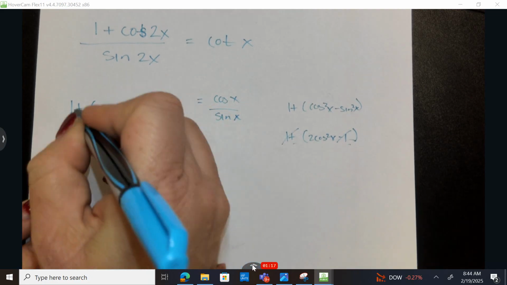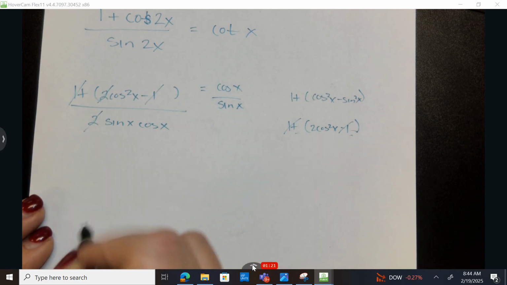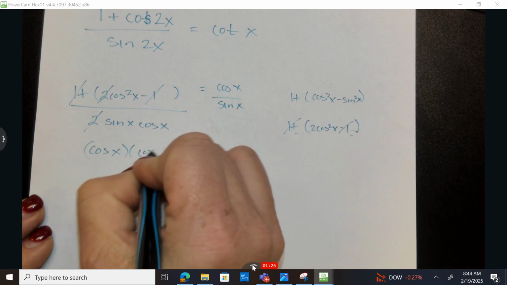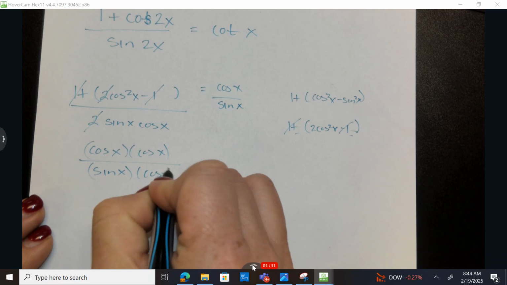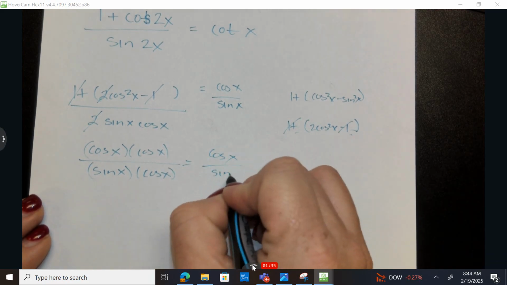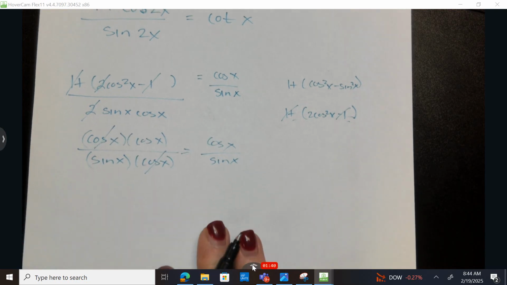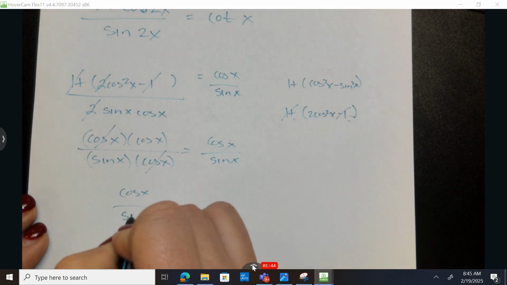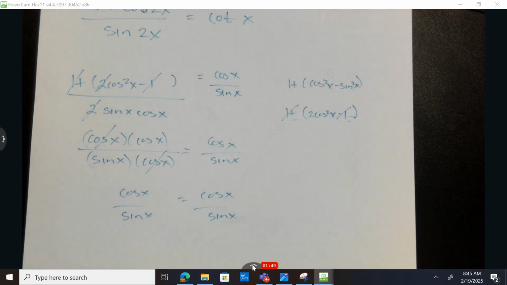So we can see the ones cancel out. And now look at their additive inverse. And the 2's reduce. And now I have, well, cosine squared is the same as cosine of x times cosine of x. On the bottom is sine of x times the cosine of x. And then I'm going to set that equal to cosine of x over sine of x. Cosines, again, are going to be eliminated because they're reduced down to 1. And I have cosine over sine over cosine over sine. And now the left side equals the right side.